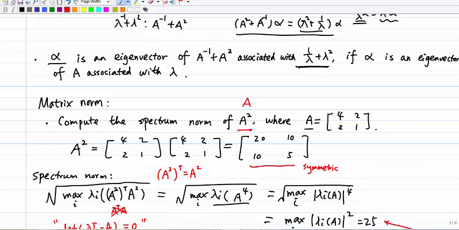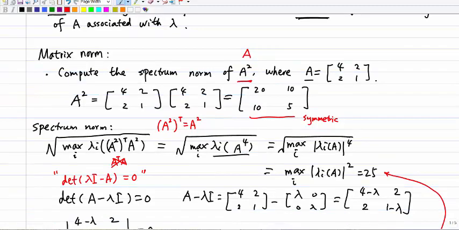So A squared transpose is the same as A squared. So this is A squared, and A squared times A squared is A to the fourth. A to the fourth means the matrix to the fourth. I can take the absolute value and put it over here. If you take the square root of that, it is the maximum of |lambda_i(A)| squared. Okay, square of that, right?